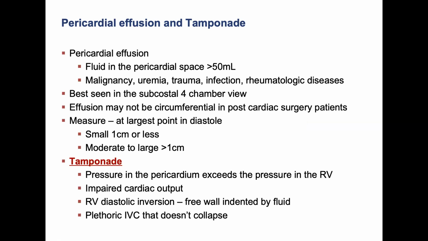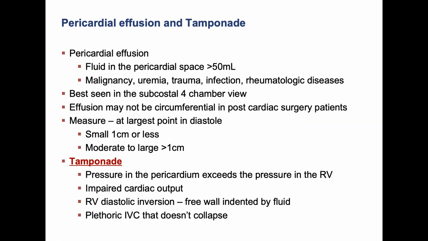So pericardial effusion and tamponade. Pericardial effusion is just fluid in the pericardial space, more than 50 cc's. It can be due to malignancy, uremia, trauma, infection, rheumatologic diseases. This is best seen and quantified in the subcostal 4-chamber view because, as you see, that fluid is going to be most dependent and you're going to see it collect there between the liver and the right ventricle.